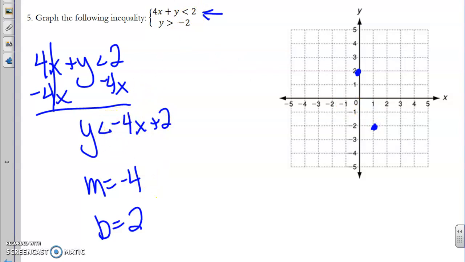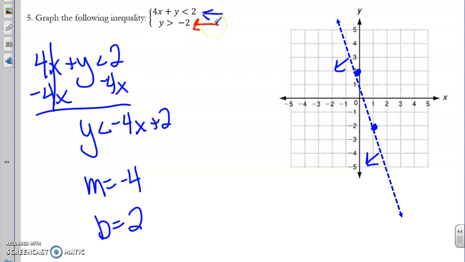It is just a less than symbol, so just less than means a dotted line. And then I want to draw my arrows. For less than, I shade below, so I'm going to point my 2 arrows below.